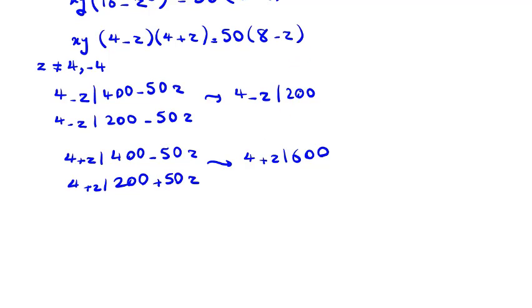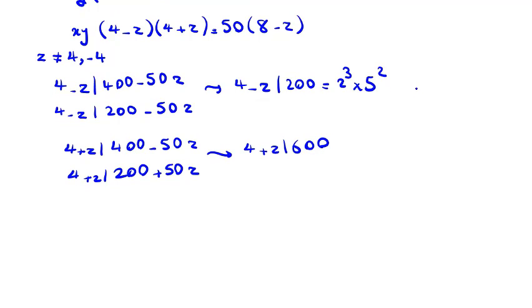Now 4 minus z divides 200, so it is a divisor of 200, and we can say, okay, each 0 at the end of the number, memorize this, is times 10, times 10 is times 2 times 5, so we have 2 zeros, 2 squared, 2 here, 2 cubed, times 5 squared, and if you want to know the number of divisors, it will be 4 times 3 times 2, 24. 2 is because of plus minus.